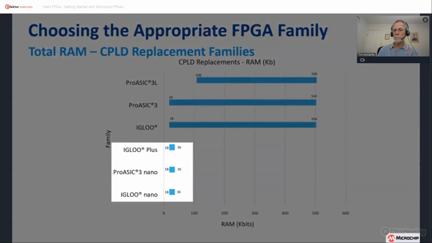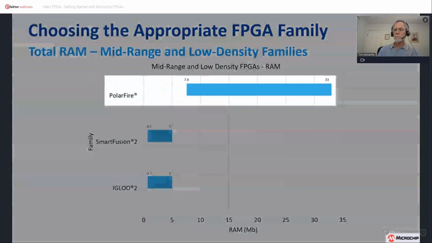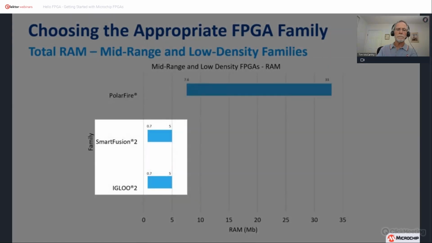The Igloo Nano, ProASIC 3 Nano, and Igloo Plus families have between 18 kilobits and 36 kilobits of RAM and are a good choice for a CPLD replacement if a small amount of RAM is needed. The ProASIC 3L, ProASIC 3, and Igloo families have up to 504 kilobits of RAM. The PolarFire mid-range FPGA family has between 7.6 megabits and 33 megabits of RAM. The PolarFire large SRAM blocks have built-in error detection and correction. The SmartFusion 2 and Igloo 2 low-density families have between 703 kilobits and 5 megabits of RAM.